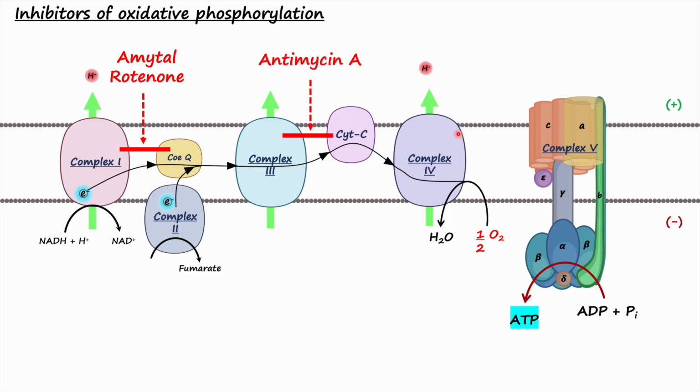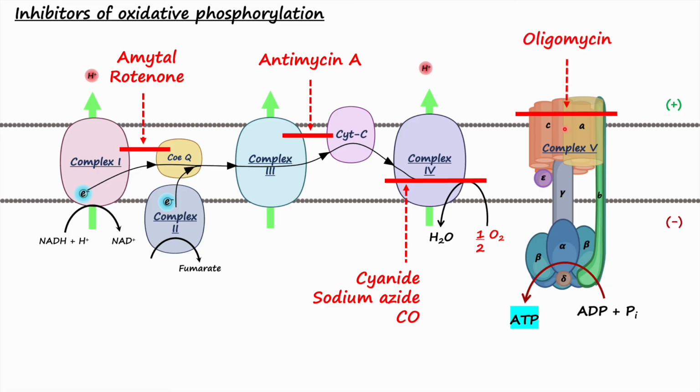Now second is antimycin A, which inhibits the passage of electrons from complex 3 to cytochrome C. And another group is cyanide, sodium azide, and carbon monoxide, which inhibit complex 4. And the last one is oligomycin, which basically binds to the F0 complex of complex 5. Basically, it inhibits the entry of protons to re-enter the mitochondrial matrix, and therefore inhibits the synthesis of ATP.